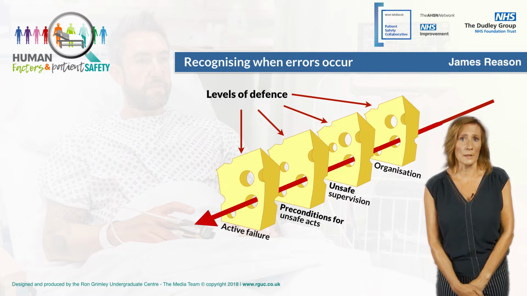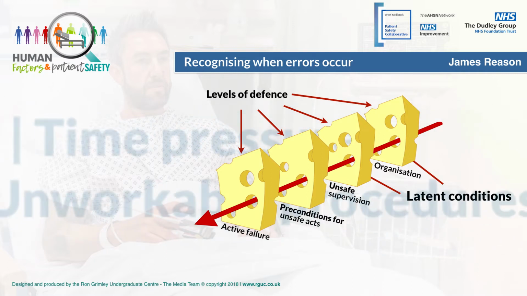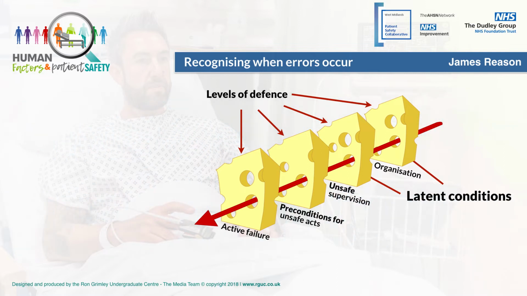But no system is perfect, so there are holes in the slices of cheese, hence the term Swiss cheese. These holes are continually opening and closing and shifting. The holes represent either active failures, which are unsafe acts performed by people, or latent conditions which may lie dormant in the structure of an organisation and become evident when an incident is investigated. They represent conditions such as understaffing, time pressures, poor design, or unworkable procedures.